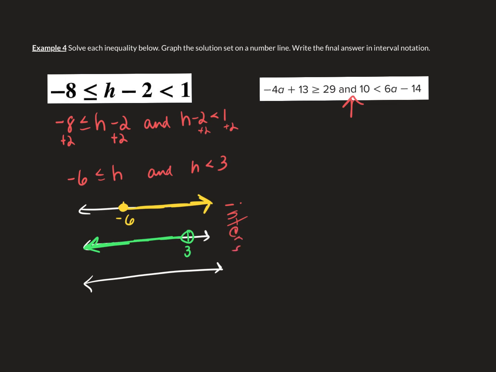Where do the green and the yellow intersect? They intersect between 3 and -6. So I'm going to color in between 3 and -6, and then I'm going to write my final answer in interval notation.